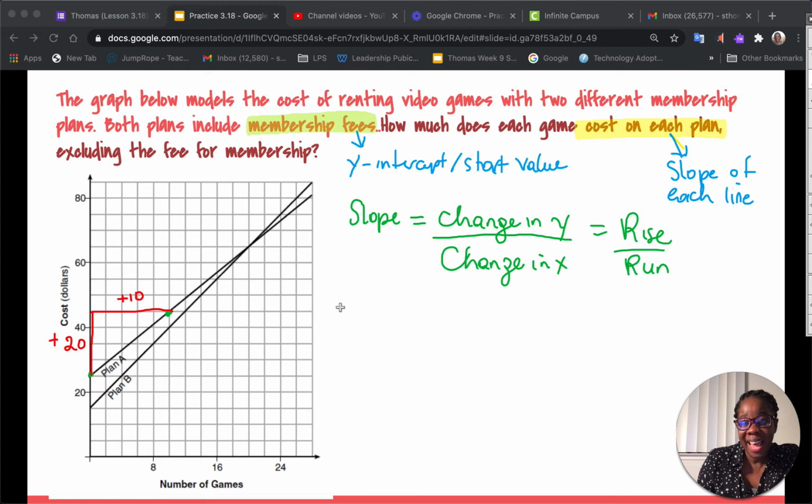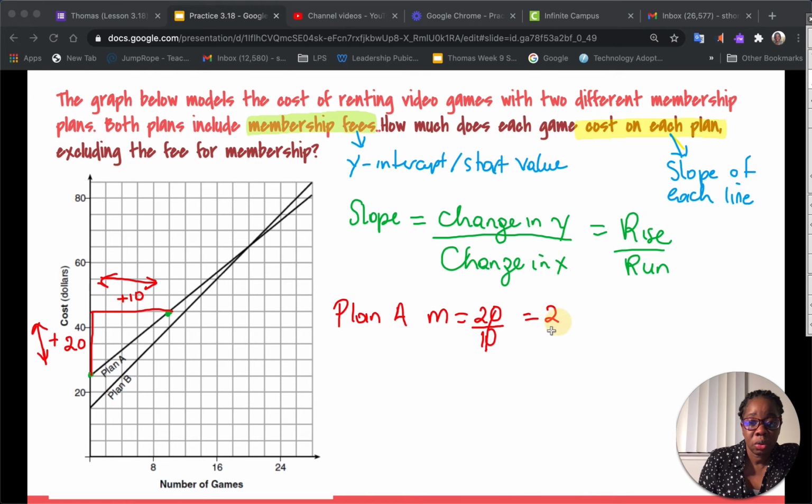So for plan A, the slope is going to be my rise, or my change in y, which is my vertical movement, 20, over my run, which is my horizontal movement, 10. And when that is reduced, dividing by 10, that becomes 2 over 1. So each game actually costs $2 because the y is measured in dollars.